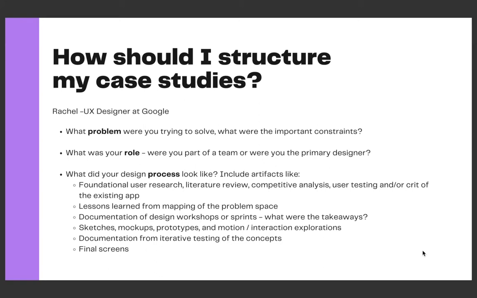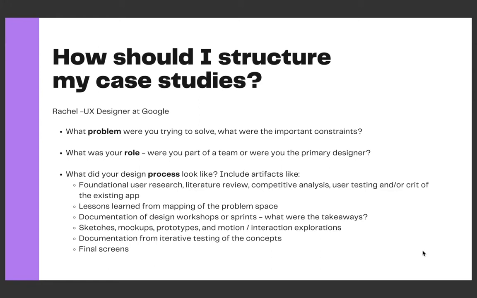Rachel, who is a UX designer at Google, shared a post some time ago, and she mentioned some of these points, so I'll just be sharing them with us. One point you need to take note of is: what problem were you trying to solve, right? You need to really state that out. What were the important constraints? What were the limitations? What were users finding difficult to do, or what did the clients want to make better or easier? You need to write that out. What was the problem? You need to clearly explain that.